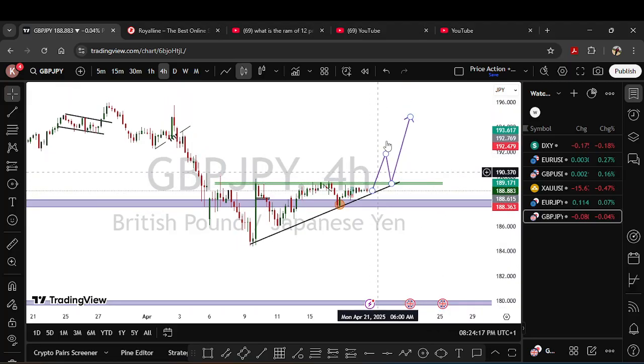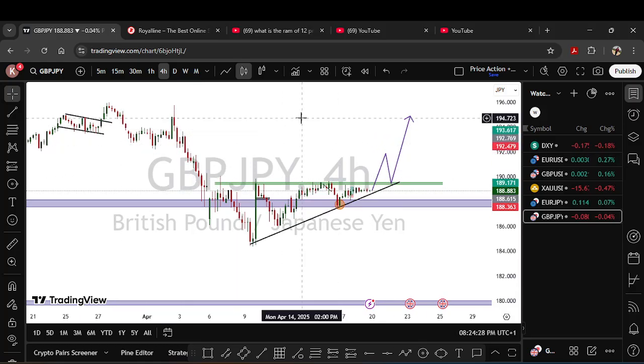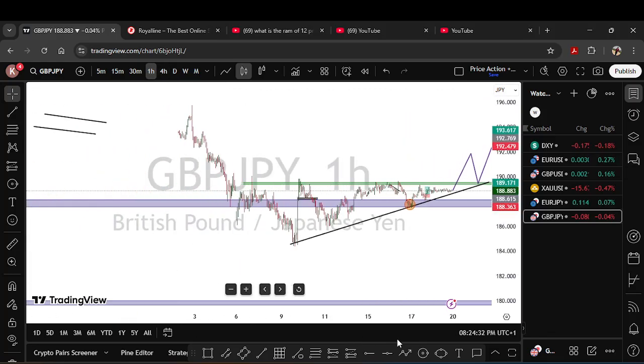I would like the market to break above here and form consecutive higher highs and higher lows above this zone. Not just that it should break, I want it to continue breaking. So that is it for the 4 hour. Let's see if there's something we can catch on the 1 hour. On the 1 hour it's pretty much the same thing.